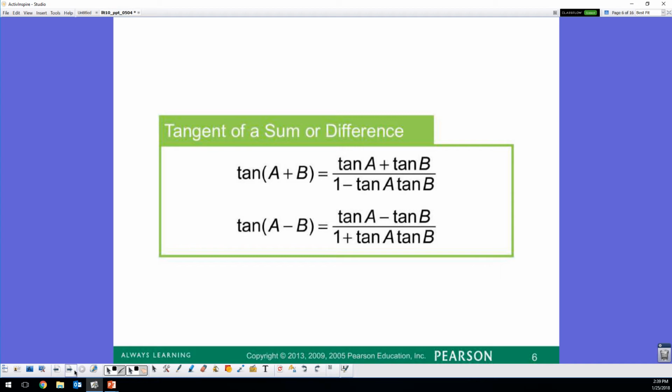Okay, so for this one it was 60 and 45. Those are the two numbers that are on my unit circle that will combine to get me what I need. And you just plug in A and B. But tangent's more complicated because tangent's not a number on the unit circle. It's a ratio of numbers.